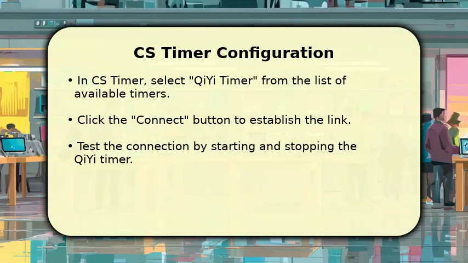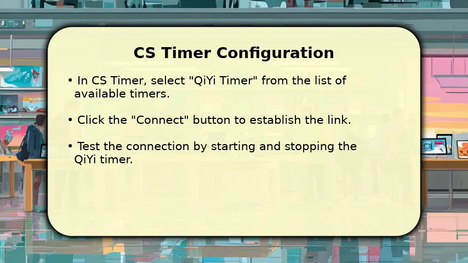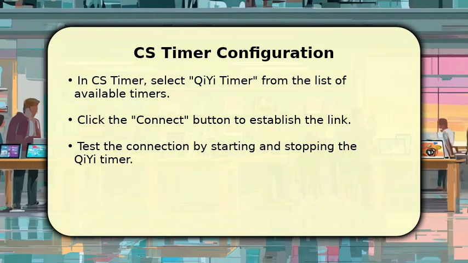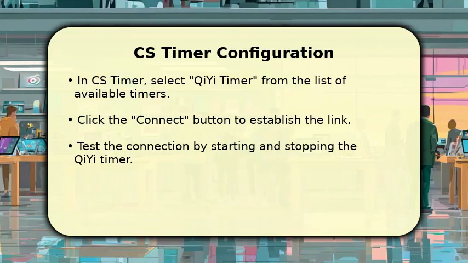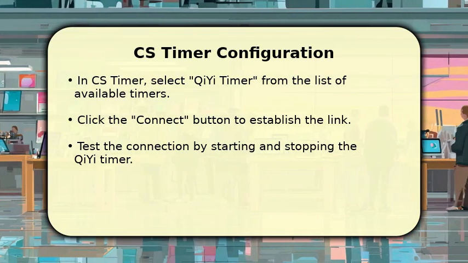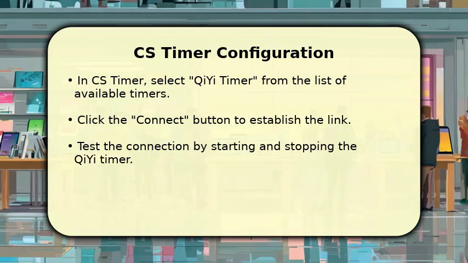Now let's configure CSTimer. Within the timer connection settings, you should see a list of available timers. Select QiYi timer from this list. After selecting, click the Connect button to establish the software link.